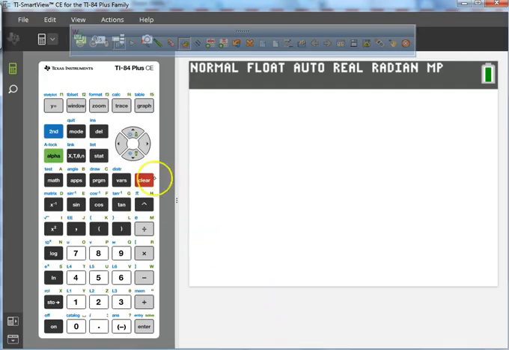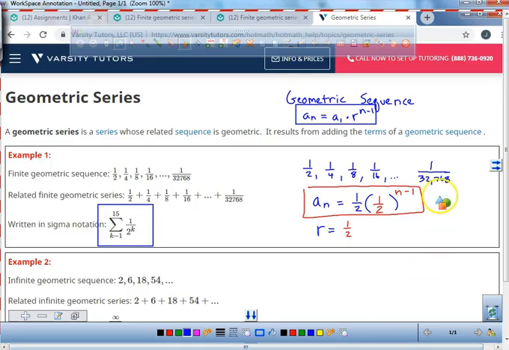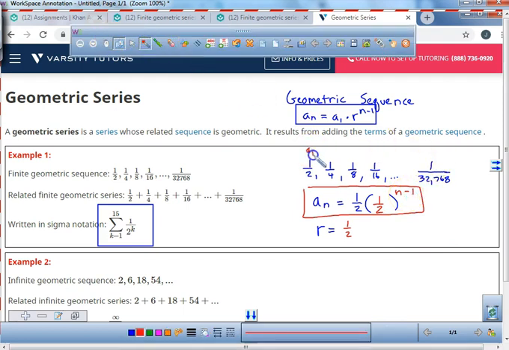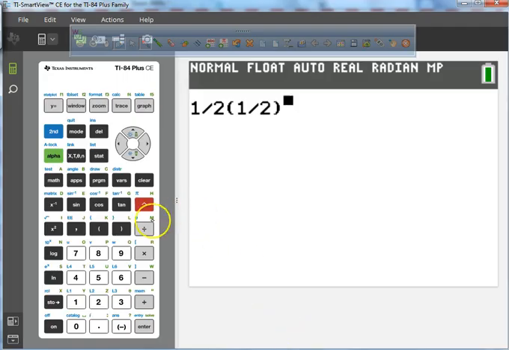Go to your calculator. I want you guys to do 1 divided by 2, open parentheses, 1 divided by 2, close parentheses, to the power. And remember, if we plug it in, if we said n minus 1, what are we wanting to look for? We're looking for our 15th term. This is our first term right here. This is going to be our 15th term. So I want to plug in a 15. What is 15 minus 1? That's going to give us 14. So on my calculator, I'm actually going to do 14. I'm going to press enter.